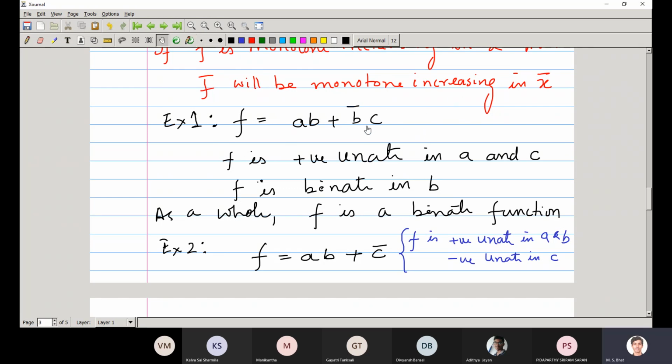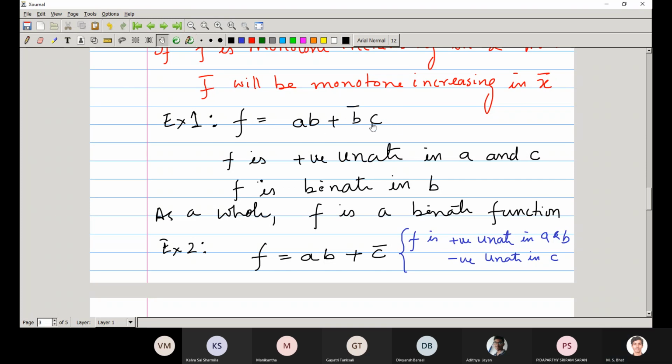Same is with the C. Suppose B is 0. Then what happens? B bar will be 1. Let us assume that C is initially 0. So this term is 0. B is also 0. So when A changes from 0 to 1, F remains at 0 because originally F was 0, B was 0, and this term was 0 because C was 0. So F was 0. Now if A changes from 0 to 1, F remains at 0. So that is one possibility.